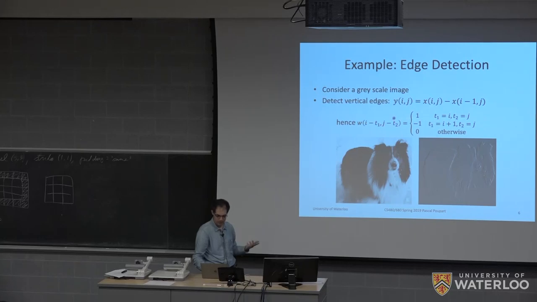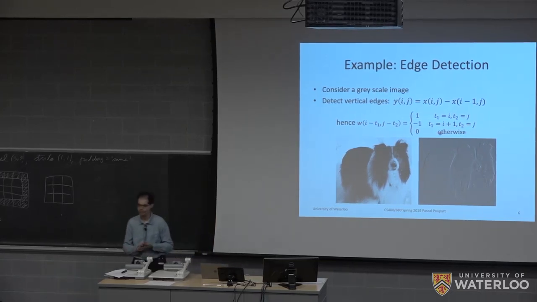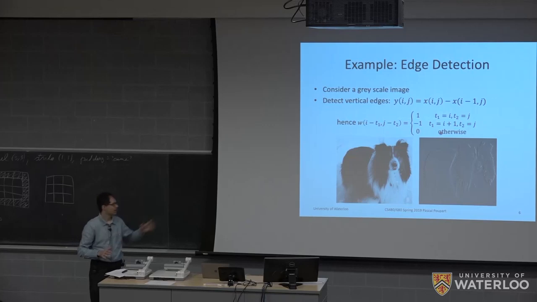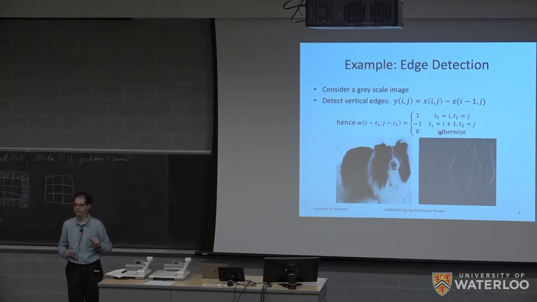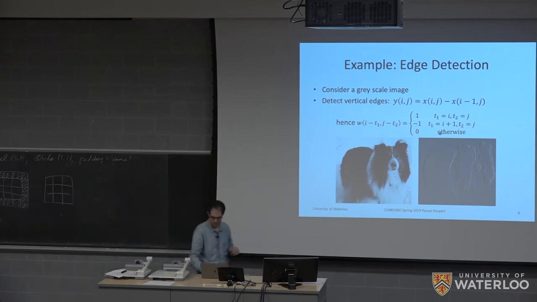And now to achieve this, we can use a weighting function w that is equal to 1 for the current pixel, minus 1 for the pixel right before, and 0 for any other pixel. Any questions regarding this? Okay, very good.